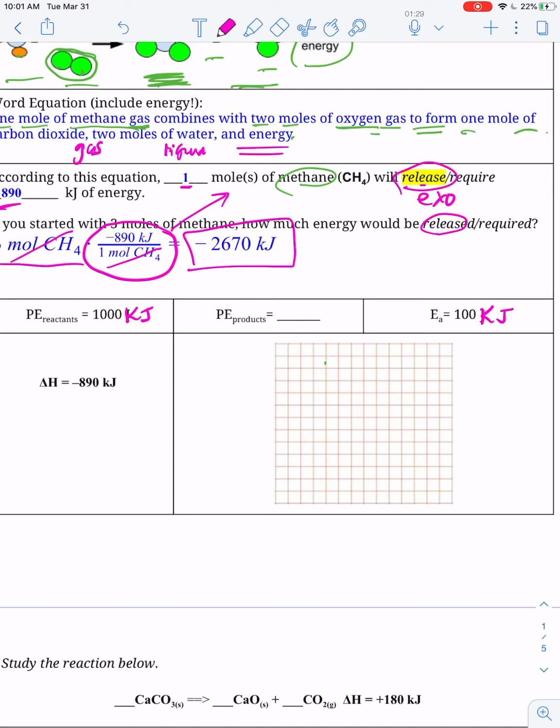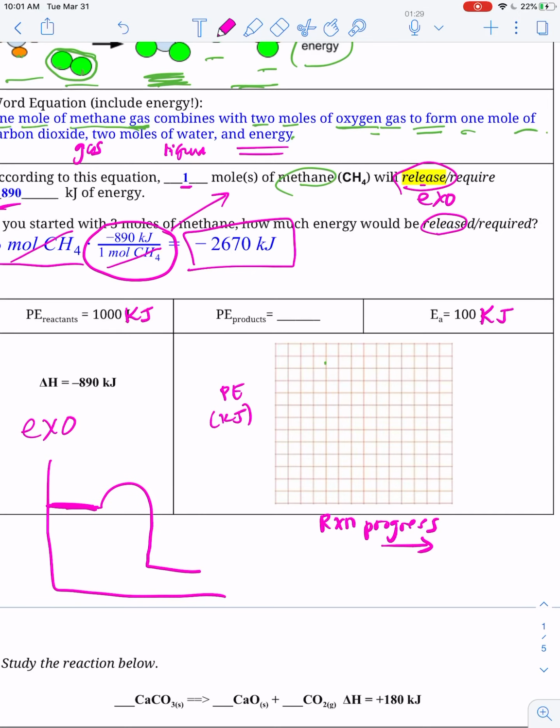Before I actually make the graph, I'm going to sketch it out down here a little bit. Remember, this is the potential energy in kilojoules, and this is reaction progress, so that's like time, or as the reaction is taking place. Since I know this is an exo reaction, it starts with higher reactants and ends up down here, because that delta H is going to be negative.